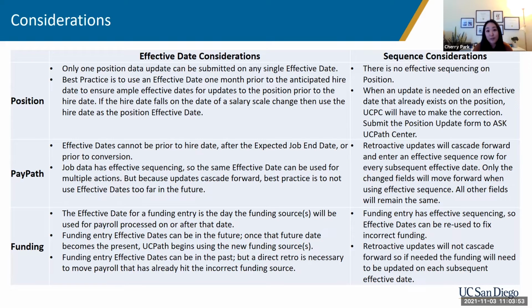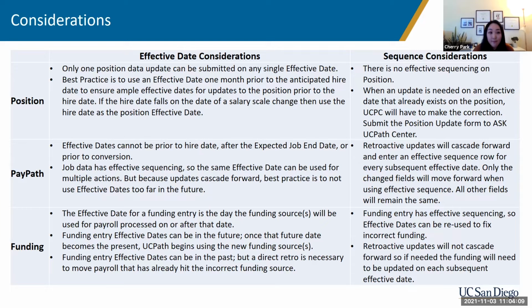There is no effective sequencing on position. When an update is needed on an effective date that already exists on the position, UCPath Center will have to make the correction. Submit the position update form to Ask UCPath Center.